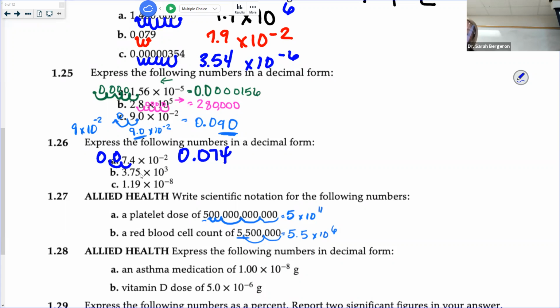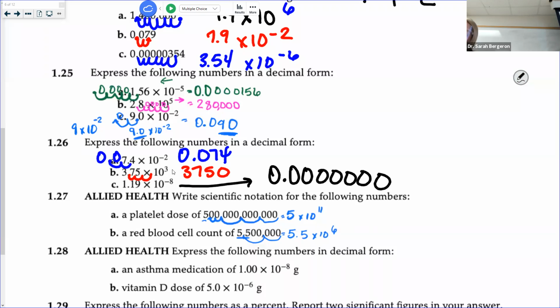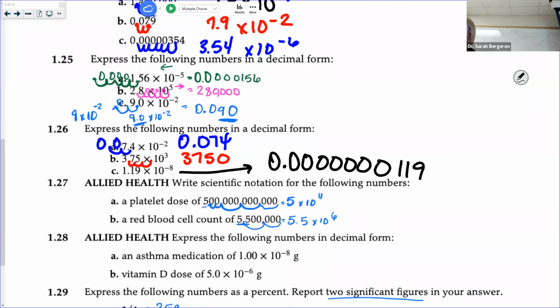So if it's -2, I have 1 zero. Okay. 3.75 times 10 to the third. Which direction? I'm going to move to the right 3 times. 1, 2, 3. So that would be 3,750. Last one. Go over here. -8. So then I'm going to put 0. How many zeros do I need? 7. 1, 2, 3, 4, 5, 6, 7, 1, 1, 9. Not too bad, right? Got that.